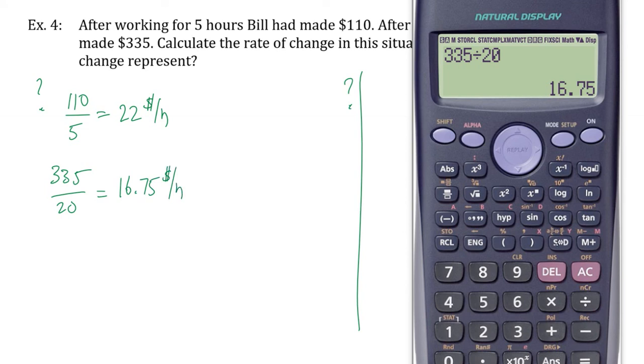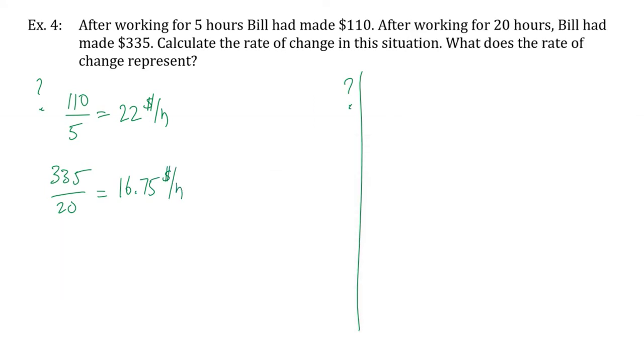Is it because they're different jobs and his hourly rate changed? It is not because of that, okay? It's because that's not the only thing that's factoring into how much money he's making. So this is one of those cases where that's not what his hourly wage means, okay? So he earned $110 in 5 hours and $335 in 20 hours.